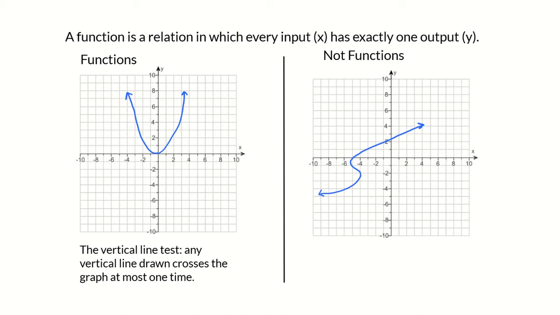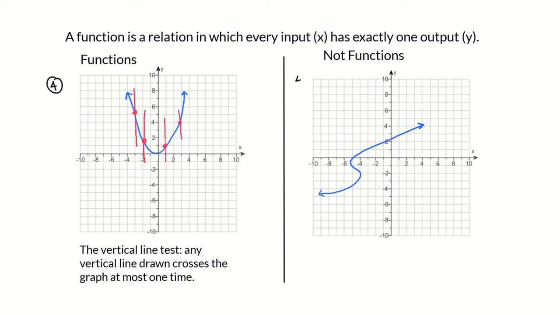To determine if we have a function from a graph, we use what's called the vertical line test. So any vertical line drawn on the graph crosses the graph at most one time means that we have a function. So in this first example of a function, this is example 4 of a function, if we start drawing vertical lines, no matter where we draw a vertical line, we cross the graph only one time. So this is a function.